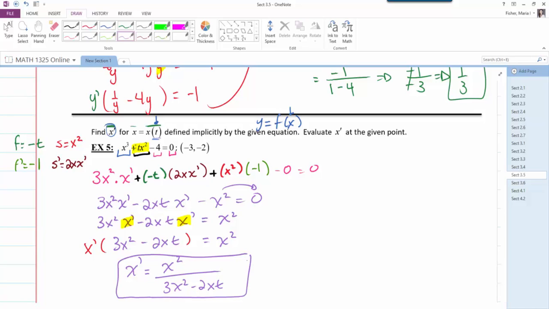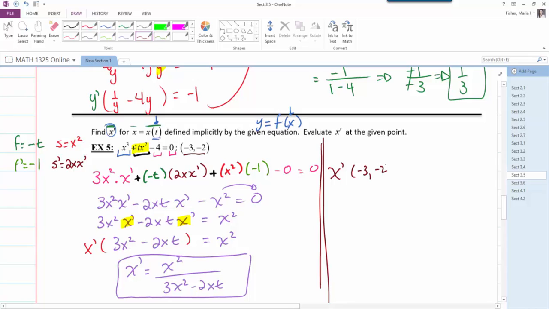So the derivative of that equation is going to be x prime is equal to x squared over 3x squared minus 2xt. Then what I need to do is evaluate it. Evaluate my x prime at the given point. Well, that given point is -3, -2. So this is my t and this is my x. Because remember, it's x of t, so the input value is t, the output value is x. So everywhere there's a t, instead of writing t, I'm going to write -3. And everywhere there's an x, instead of writing x, I'm going to write -2.